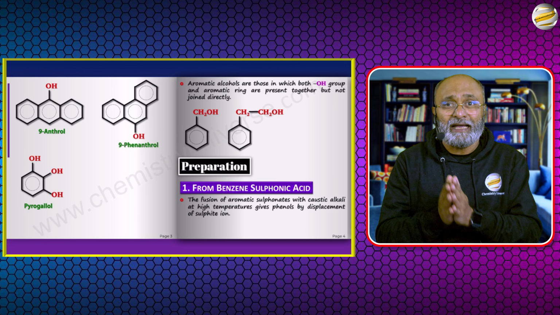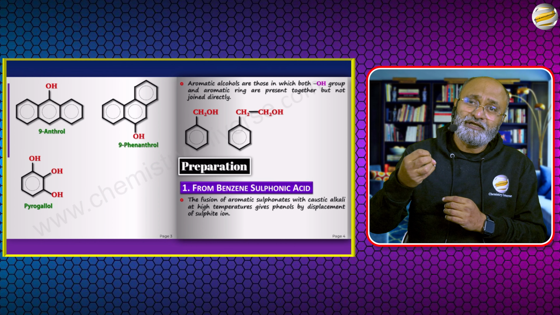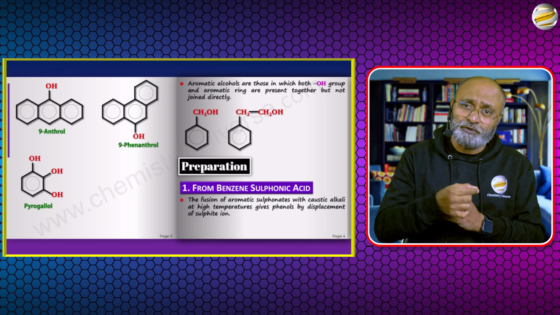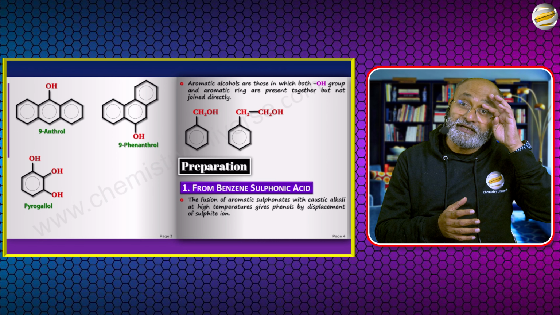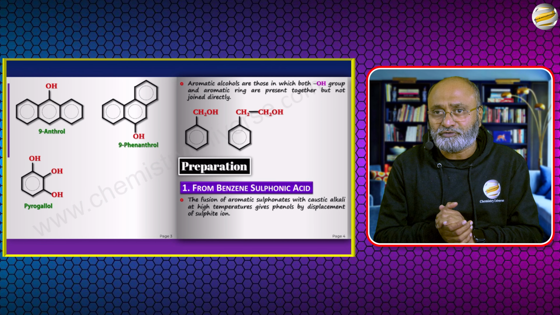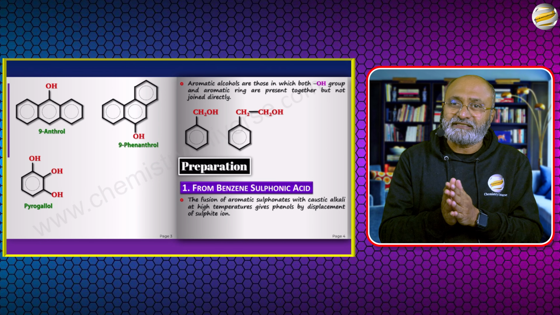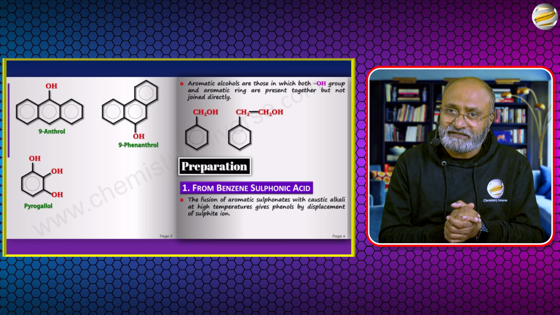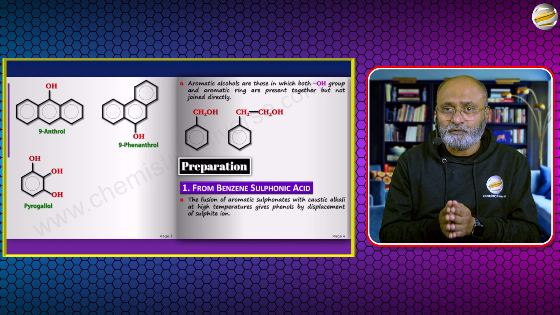You heat it with alkali, NaOH or KOH. Now that OH minus will nucleophilically substitute on that carbon where the sulfite ion is present, and that OH would come and sit there and the sulfite ion will go. And the mechanism that is followed here is the benzyne mechanism. If you remember nucleophilic substitution of aryl halides, we discussed the fact that the benzyne mechanism is followed whenever we have an unactivated ring for nucleophilic substitution. So this is the fusion of aryl sulfonates with alkali.